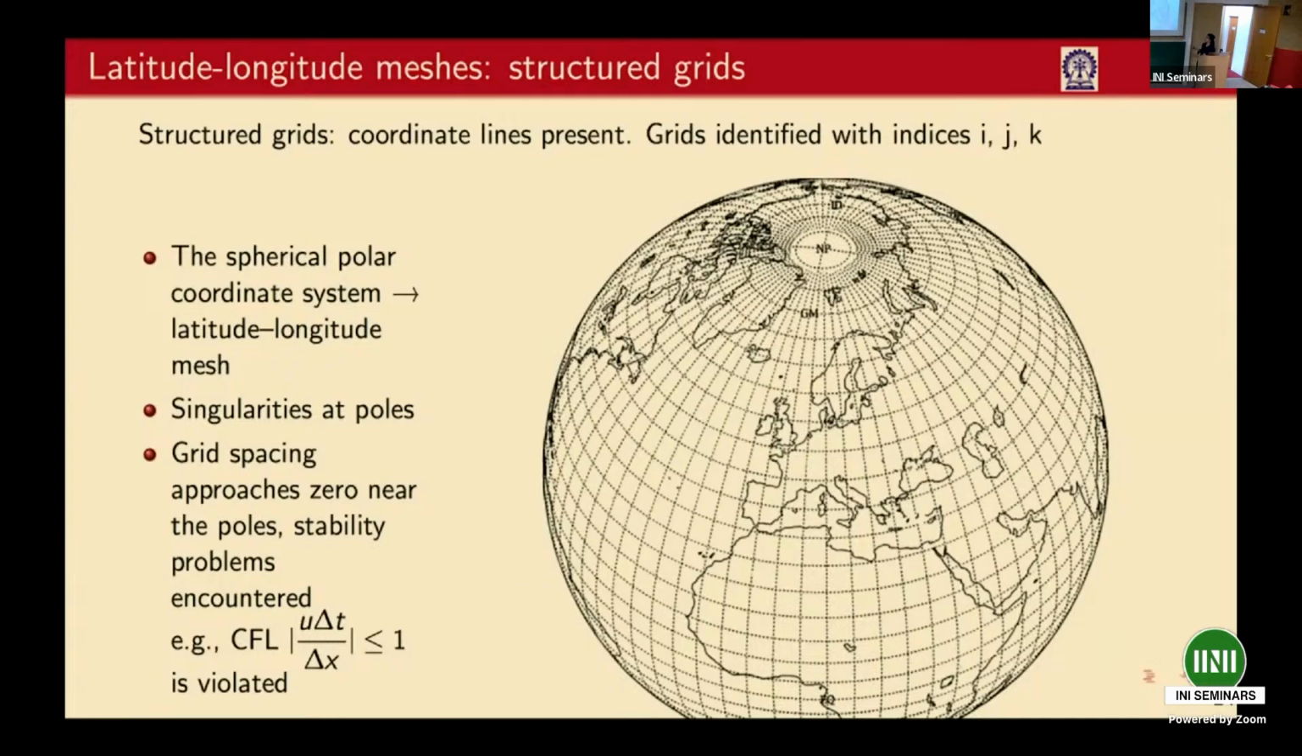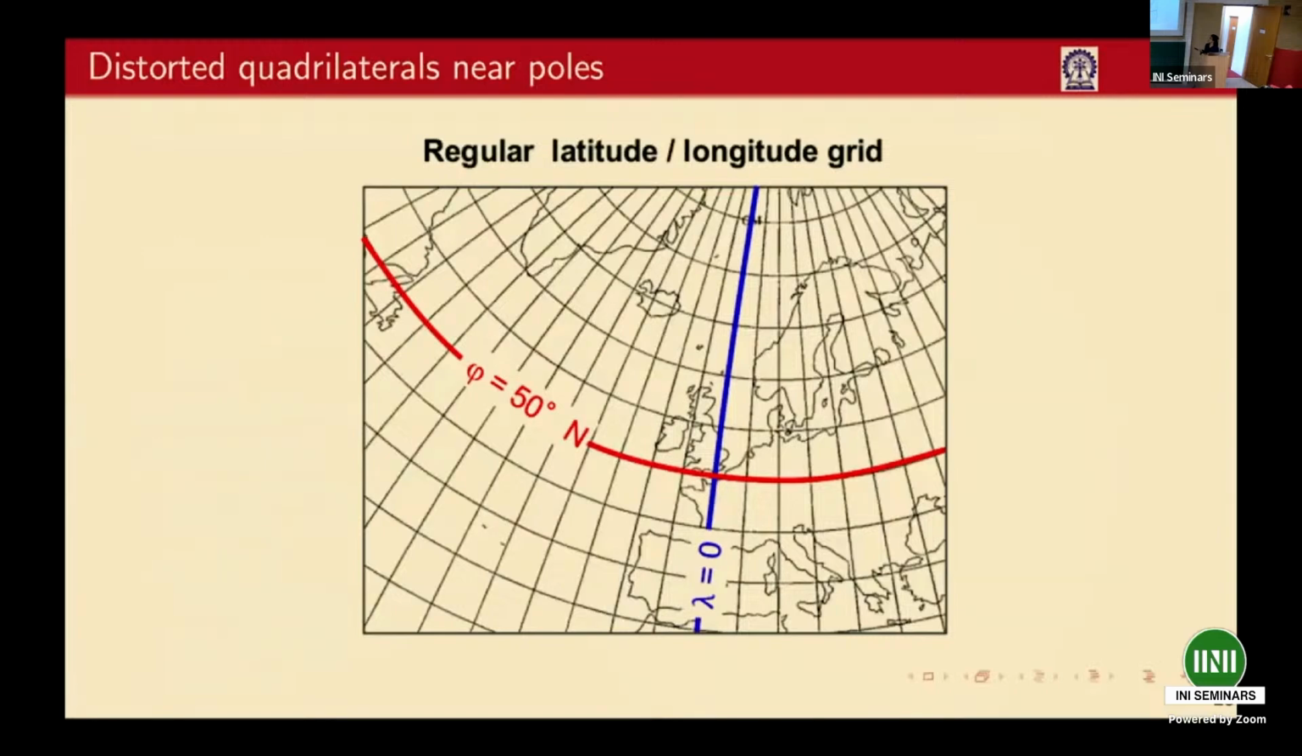By the way, these are called structured grids because there are defined coordinate lines, and the grid cells can be identified with indices, that is, I, J, K, and so on. As you can see, as we go towards the poles, the grid cells become very distorted quadrilaterals, and the stability problem comes in.